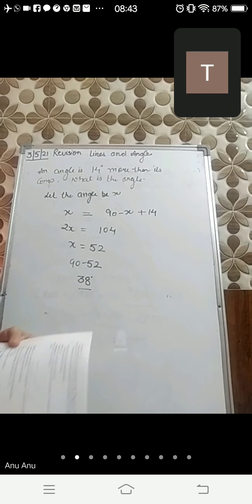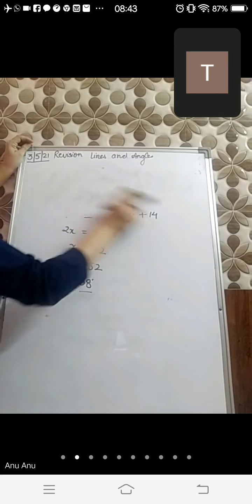The measure of an angle is twice the measure of its supplement. Find the angle. If it is written like "find the angles," then you have to find both the angles. Otherwise, one will work. Actually, it is written "find the angle," so if you find only one angle, then it's okay.